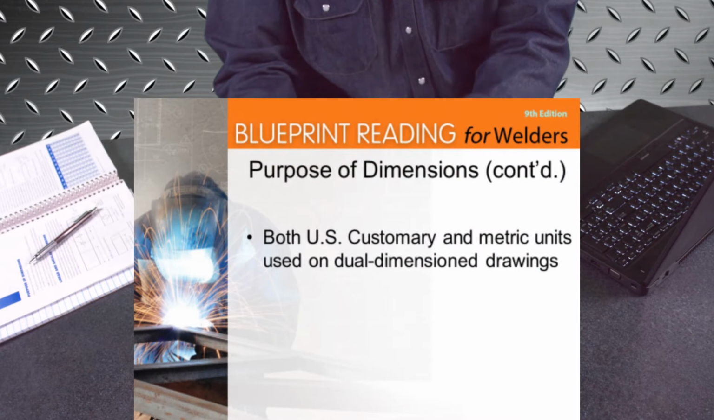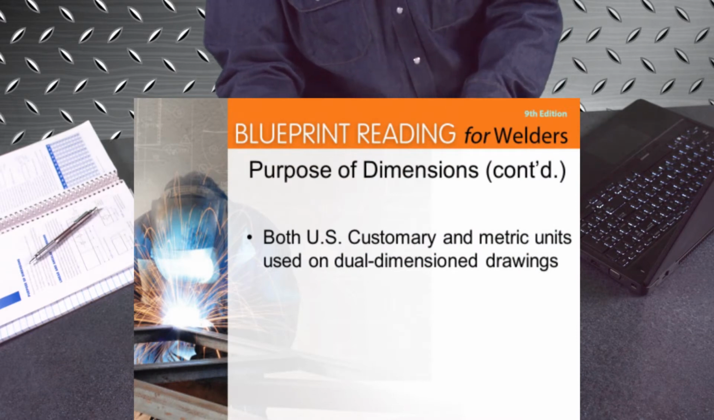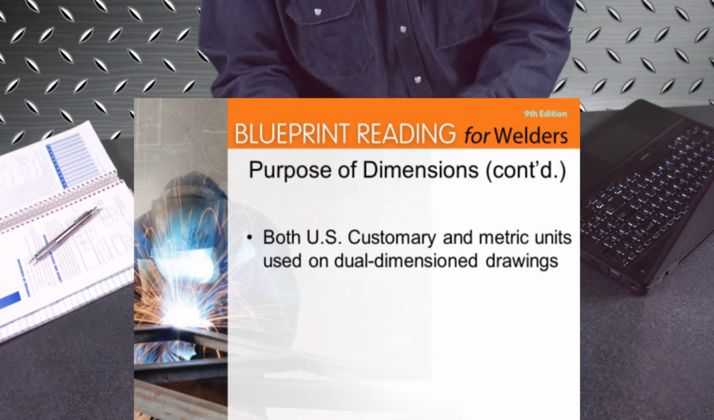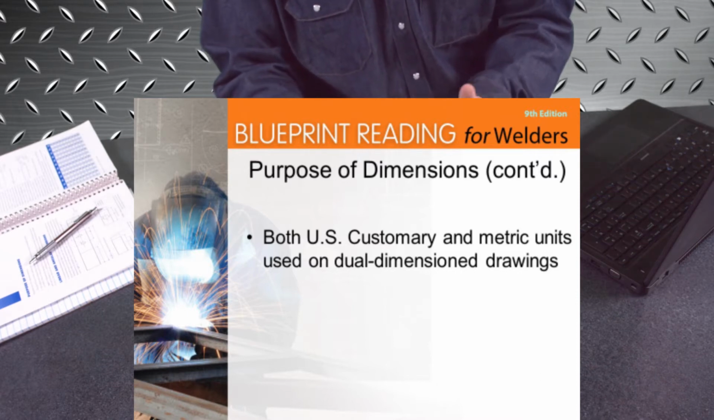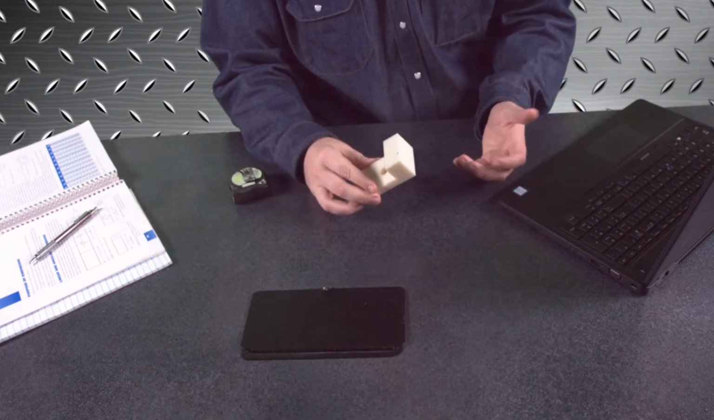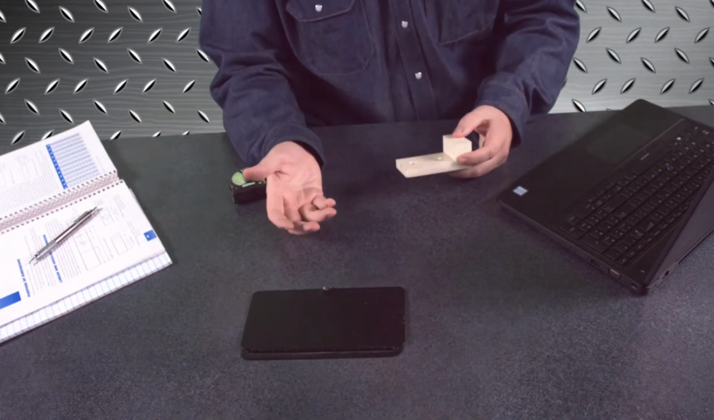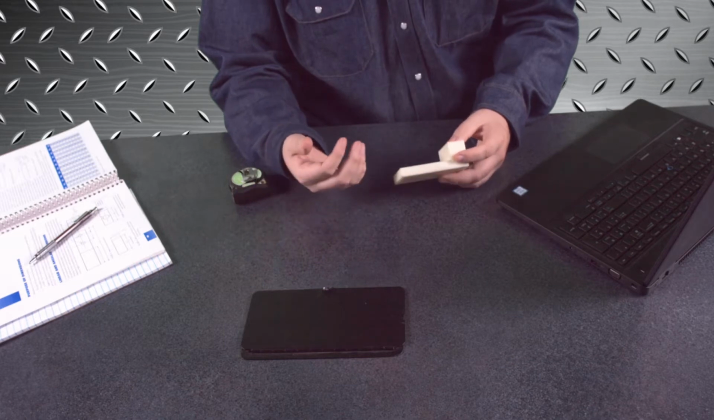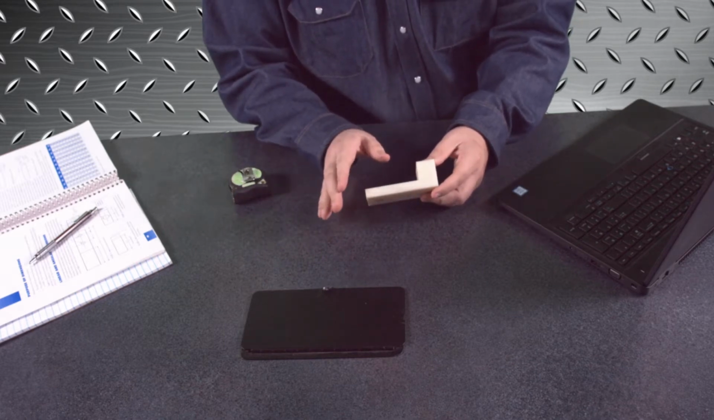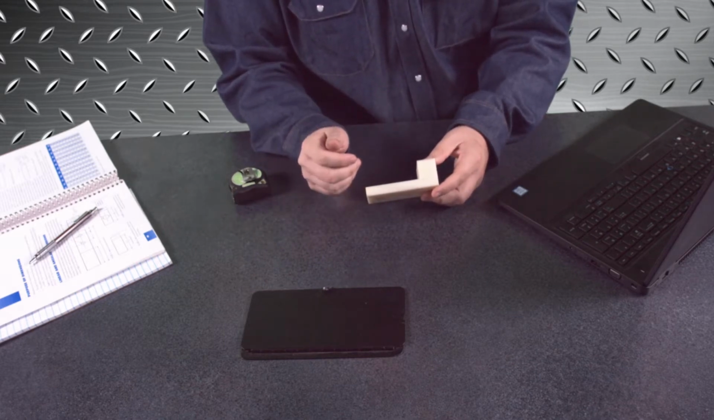Now, we use both customary and metric units whenever we use dual dimensioning, but around here we use mostly US customary dimensions, so inches, fractional inches, and decimal inches. There are prints called dual dimensioning where they will have metric measurements on them, but you won't run into them too much.